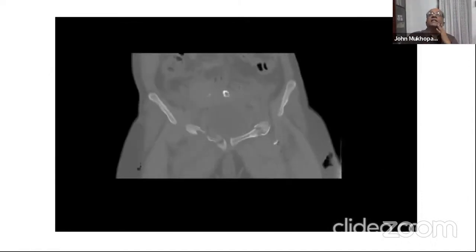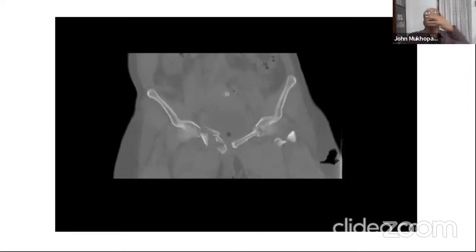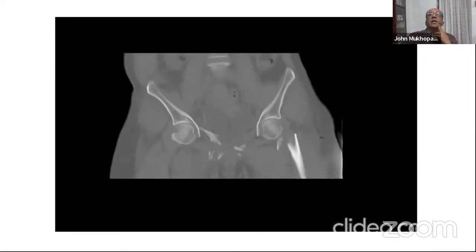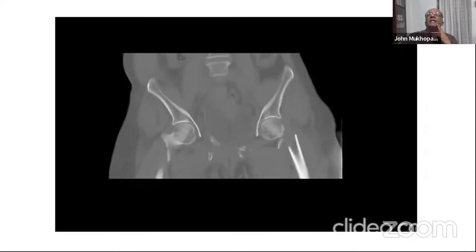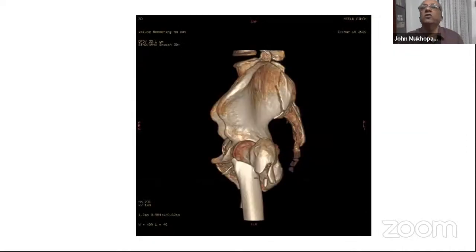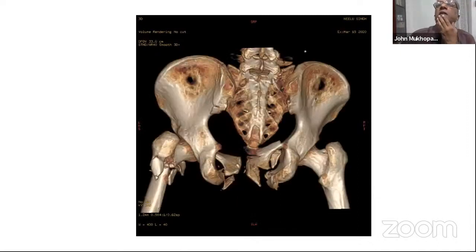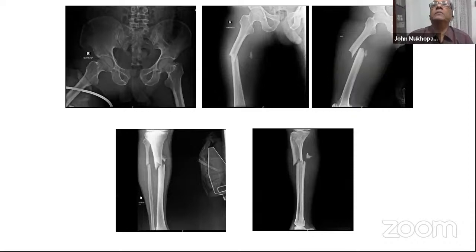You can look at the coronal sections again in the same way to look at the fractures, coming from anterior to posterior. And then you can see the 3D scans and look at the various angles, which gives you a very good picture. But some of the details get lost in the reconstruction into the 3D scan. So it gives you an overall picture, but not as good in details as your 2D scan. So I think I will stop there.